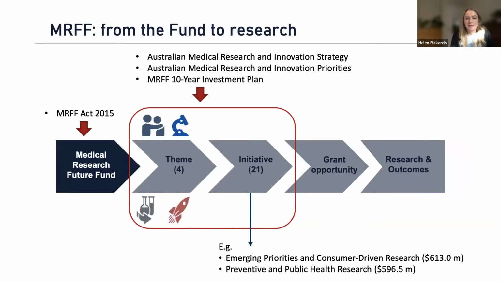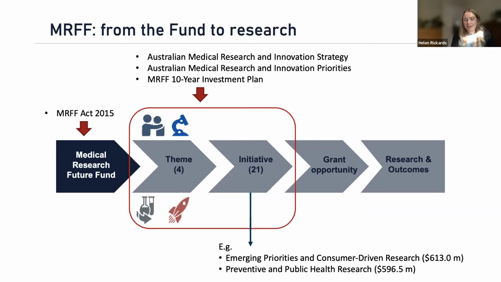Next slide, please, Fiona. So I thought I would quickly explain the framework for how we disperse MRFF funds. Starting on the left-hand side, we've got the MRFF Act, and that's the legal framework which dictates how we disperse funds. We then have the Australian Medical Research and Innovation Strategy and the priorities, and they're two overarching guidance documents that are developed by our independent advisory board known as AMRAB. And then under those two big guiding documents, we have the MRFF 10-year investment plan. That outlines the mechanism for how we translate the strategy and priorities into funding disbursements.